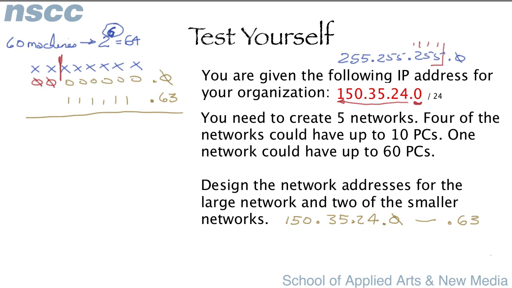In our second network, we're going to take these 2 bits and go to the next sequence, which is a 0, 1. But we only need 10 PCs, so how many of these bits do I need? I'll redraw these bits. And we find here that we actually only need 4 of the bits. 2 to the 4 is 16. Subtract 2, 14. 14 is enough. So I only need this many bits for networks of 10.